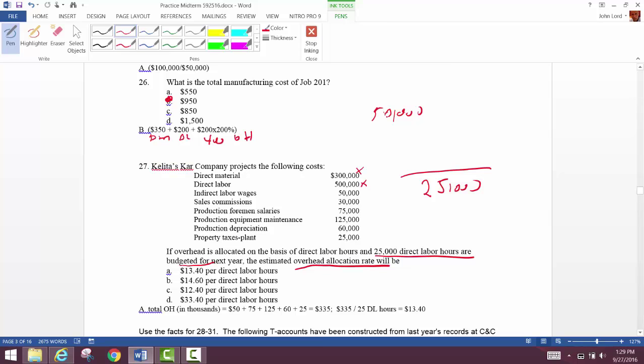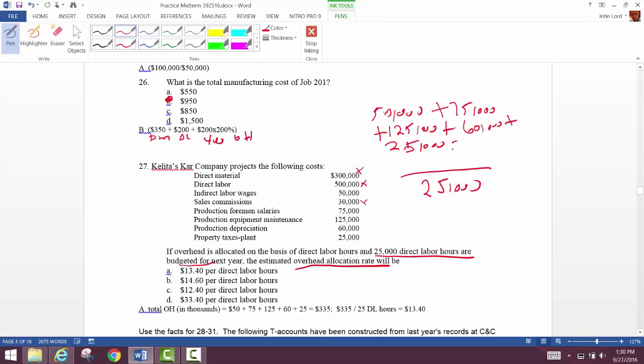Okay. How about sales commissions? No, that's a selling expense. How about production foreman salaries? Pick up that 75,000 for that indirect labor. How about the machine maintenance? Got to pick those guys up. Remember, they keep running around from machine to machine. Got to pick them up. What else? Got to get the depreciation, 60. Good. How about the property taxes? Got to pick that up. Property taxes at 25,000.